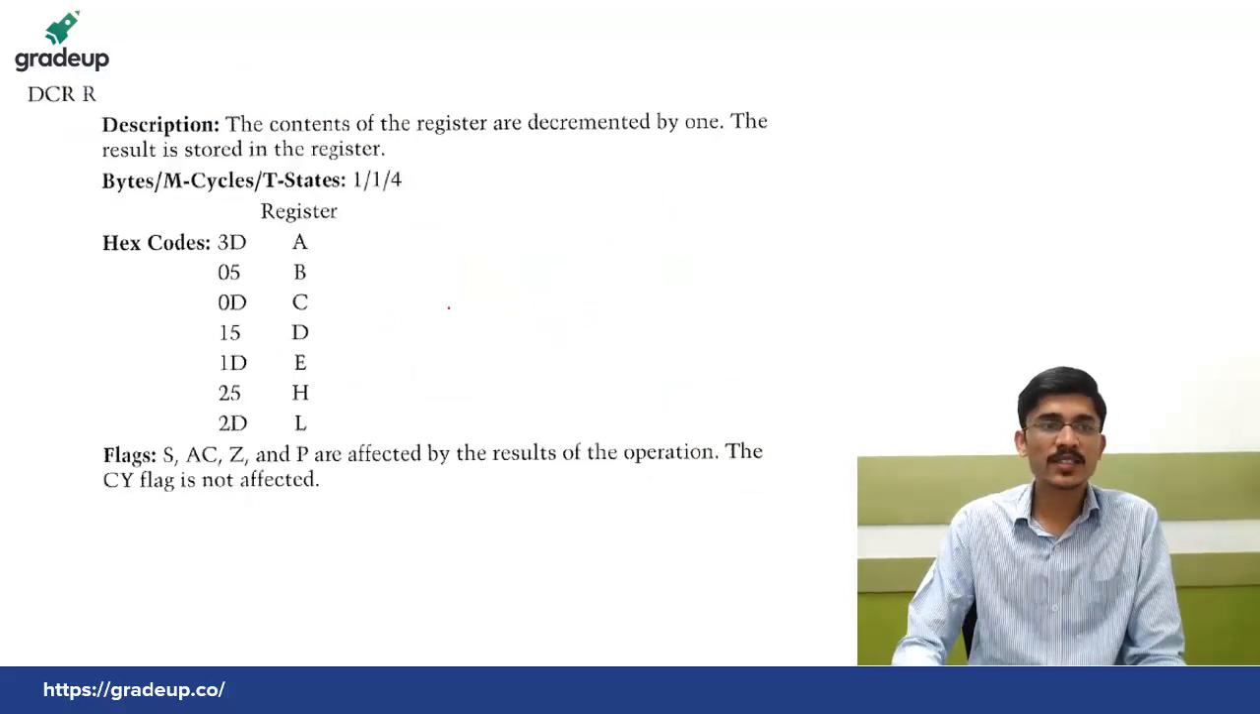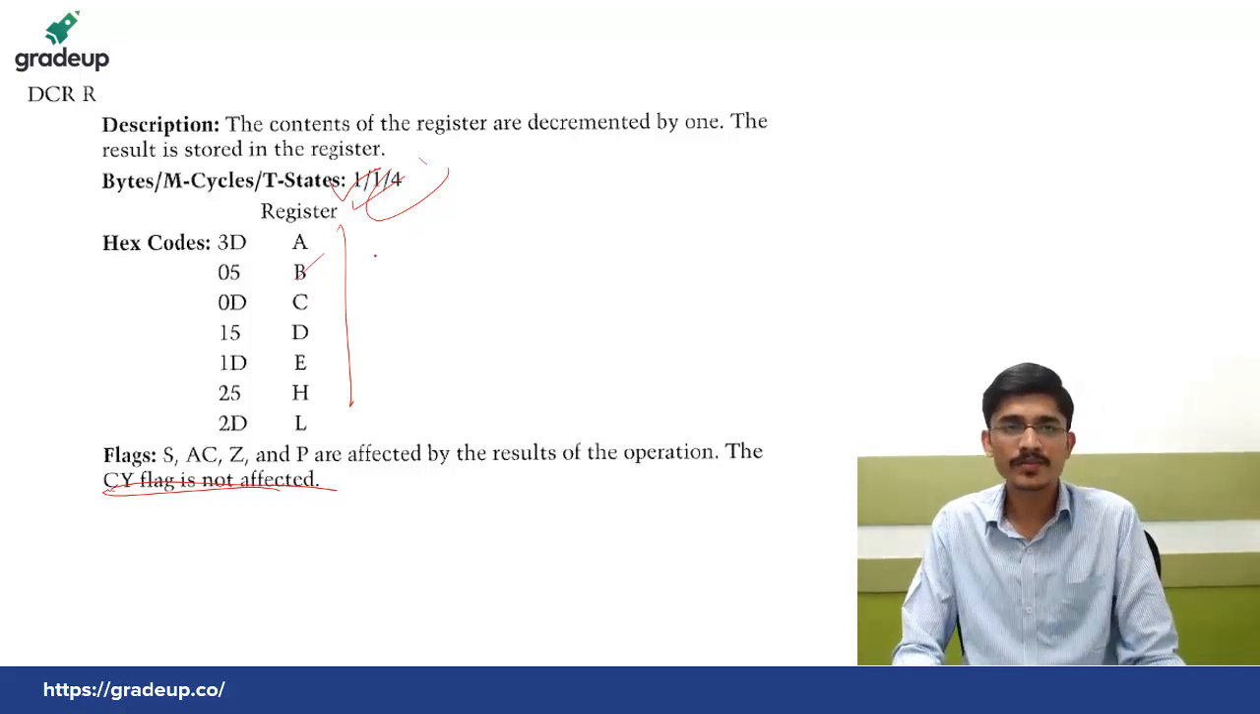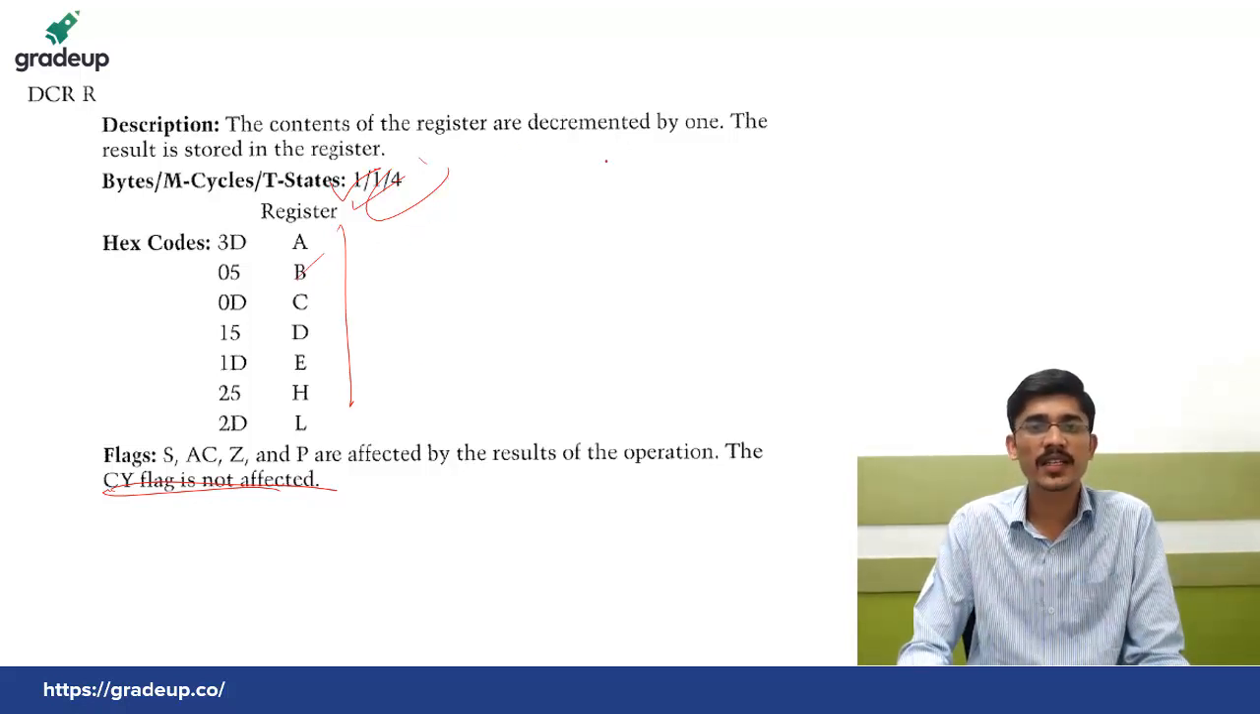So let's move to the next instruction. Similarly, for decrement, the contents of the register indicated will be decremented by 1. The result is again stored back to the same register. It is a 1 byte instruction. It will require only 1 machine cycle with 4 T states. These are the corresponding hex codes, and similarly to increment, the carry flag is not affected. So be alert that the carry flag is not affected in increment and decrement operations. The content of the register is decremented by 1.